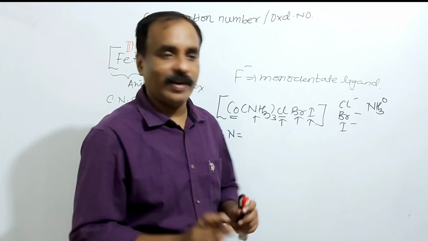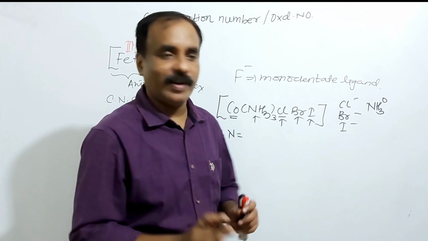X. Here the charge on ammonia is 0. Chlorine carries -1, bromine carries -1, iodine carries -1. So 3 into 0 plus -1 plus -1 plus -1 equals... See, this is a neutral complex. There is no charge on this bracket, and the net charge is equal to 0. Therefore, X is equal to +3. And here the oxidation number of cobalt is +3.